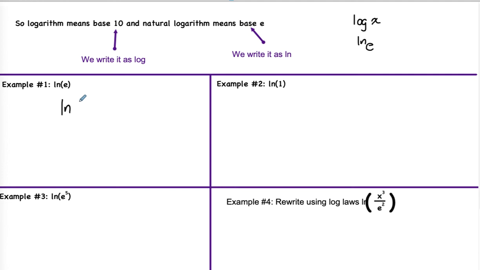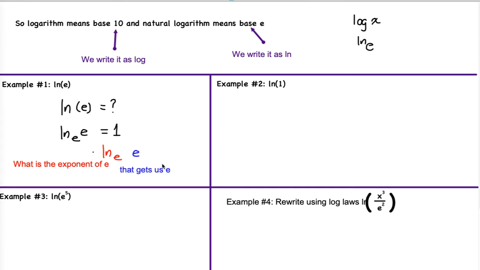So for example, natural logarithm of the number e equals what? Well, the answer is 1. Because, remember, it's base e, and if we were going to read this, natural logarithm of e is read as, what is the exponent of e that gets us e? Well, the answer is 1.